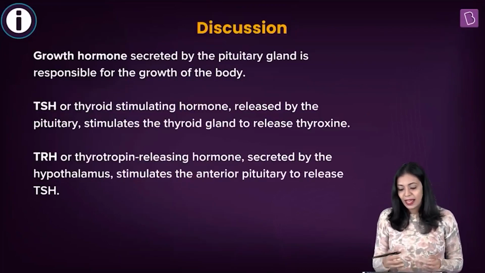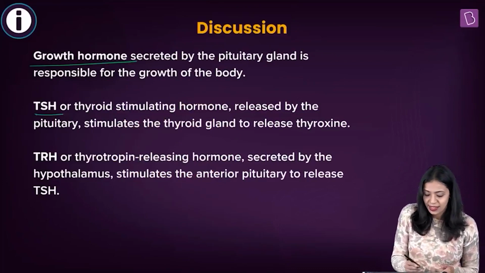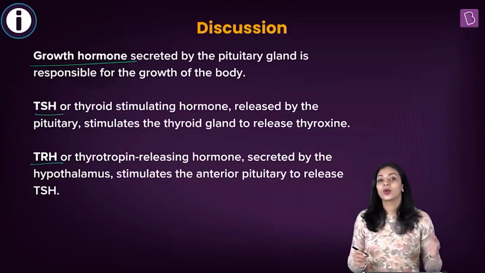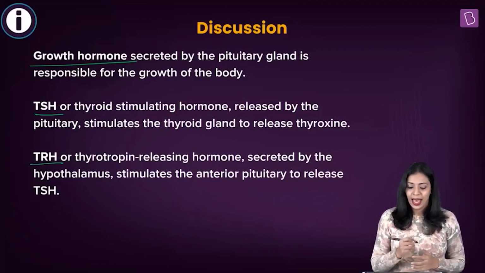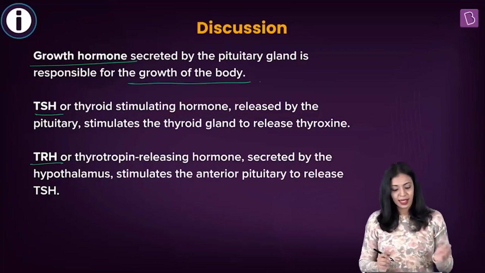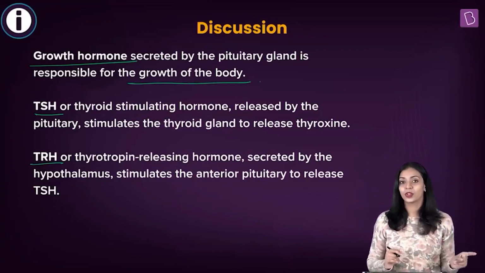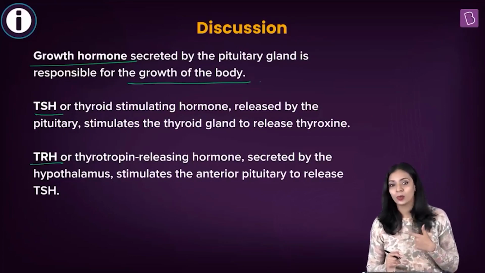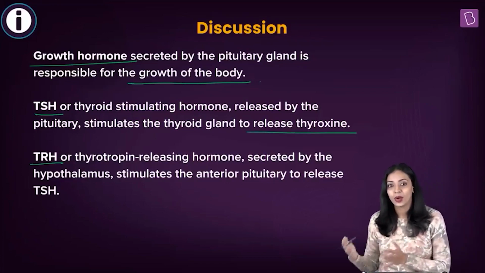Now the other options we had in the question include growth hormone, TSH and TRH. Growth hormone is produced by the anterior lobe of the pituitary and it is responsible for growth of the body, as the name suggests. TSH, I already mentioned this. TSH is produced by the anterior pituitary. It stands for thyroid stimulating hormone. It acts on the thyroid gland and stimulates it to release thyroid hormones.